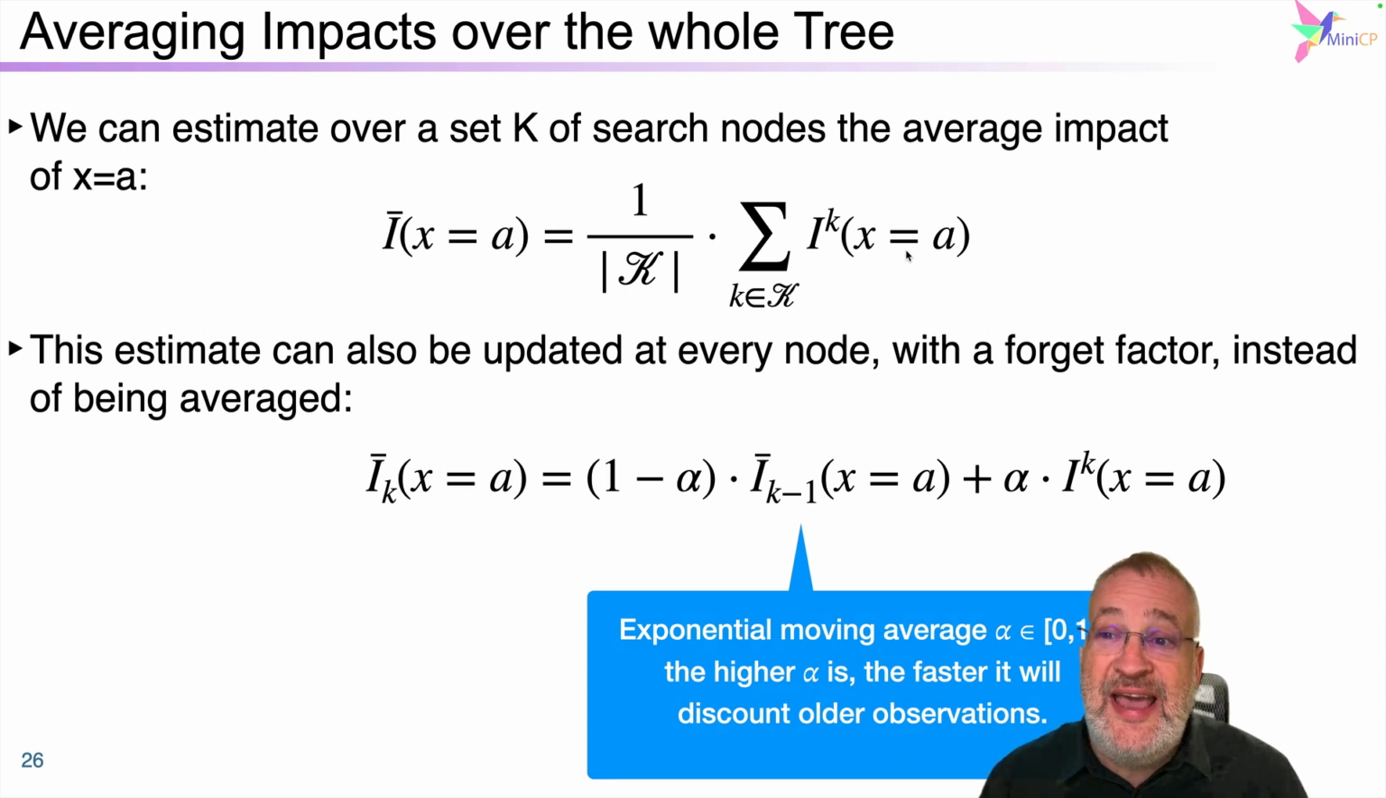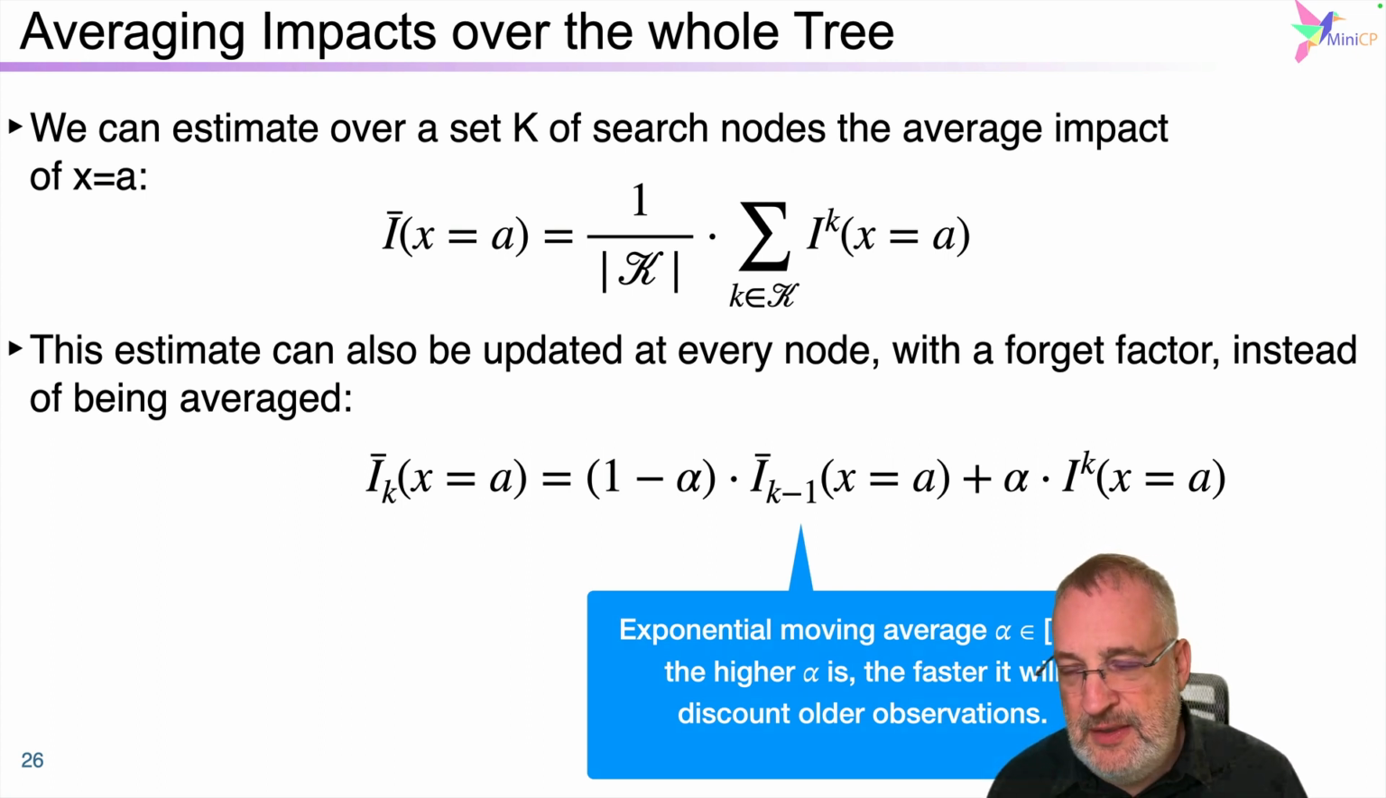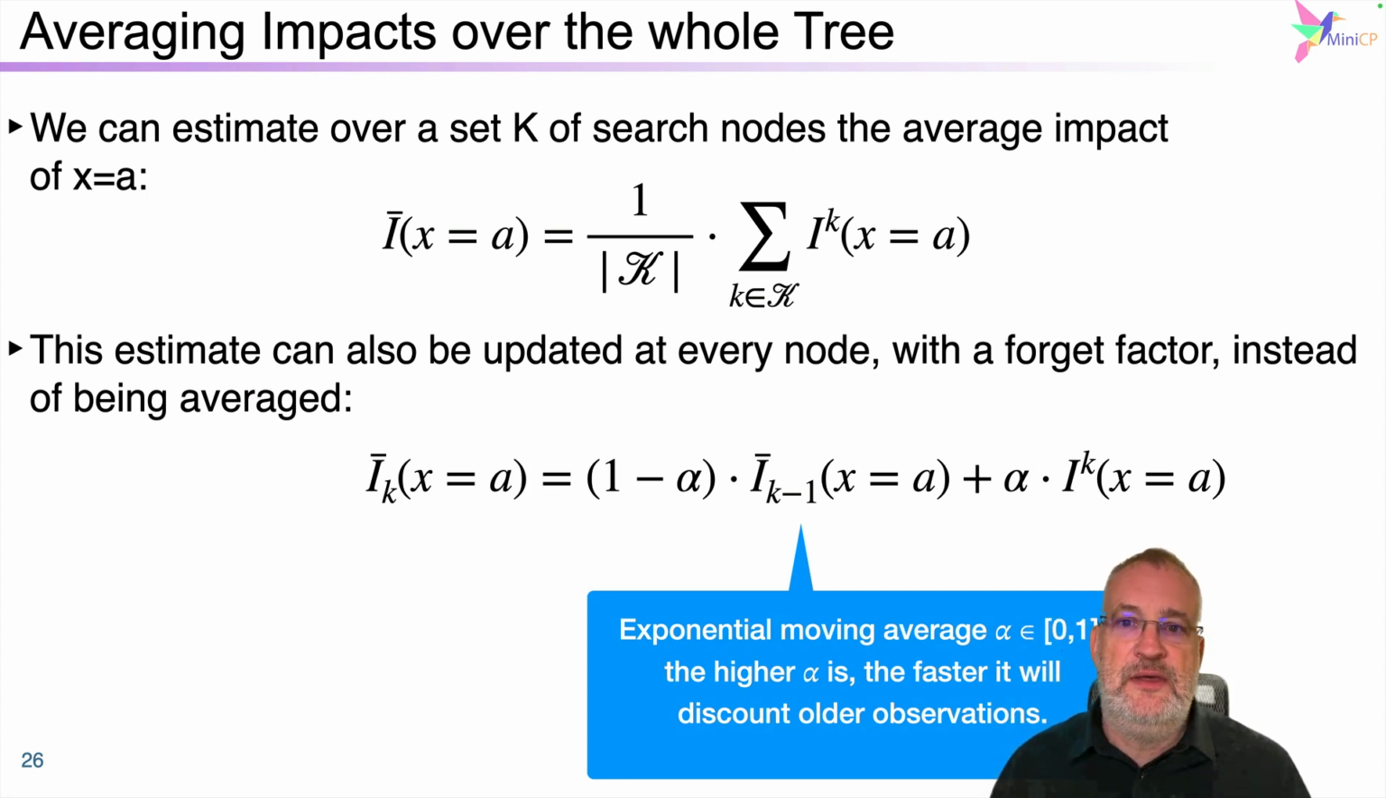So you see x equal a across the tree, across that set of nodes, how much of an impact it has. It's an estimate, and it's basically assuming you have the entire tree. Well, we don't, right? And we don't have the tree, so we need to approximate that.